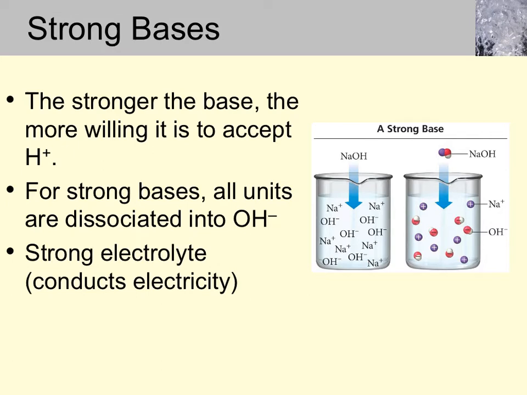Similar story for bases. A strong base is something that completely ionizes or dissociates. If it's a hydroxide base, that is, it dissociates into its cation and the hydroxide. And again, because you have all these freely moving ions, a strong base is also a strong electrolyte.